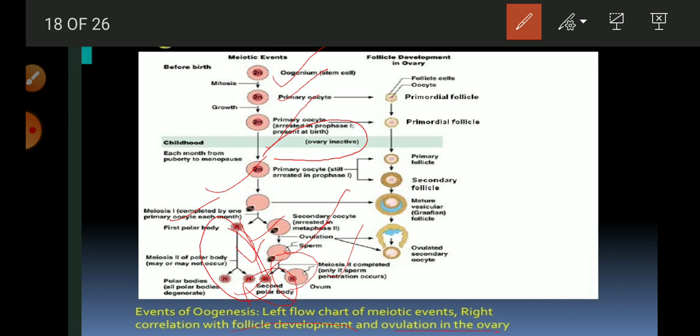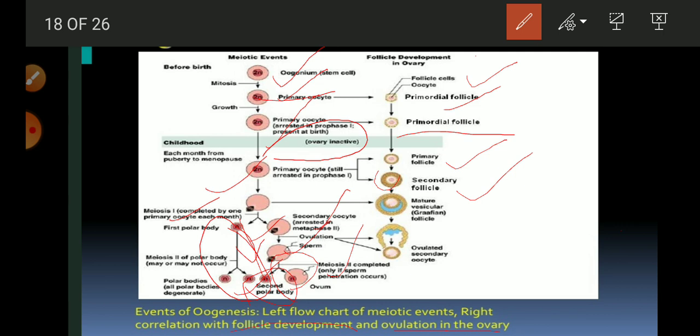Side by side we are going to see follicle development in the ovaries. First a follicle cell surrounds the oocyte. That is called the primordial follicle, where the primary oocyte is present. The primary oocyte is arrested in the primordial follicle. Then it becomes the primary follicle. The cell inside is not going to change, but outside, the layers of cells are going to increase.